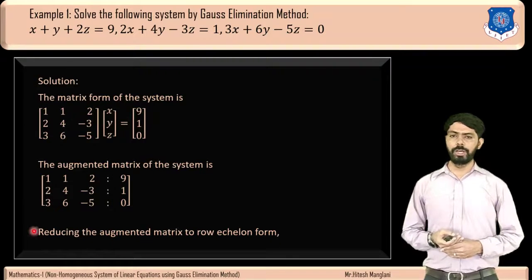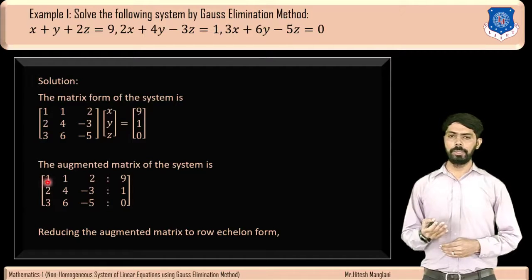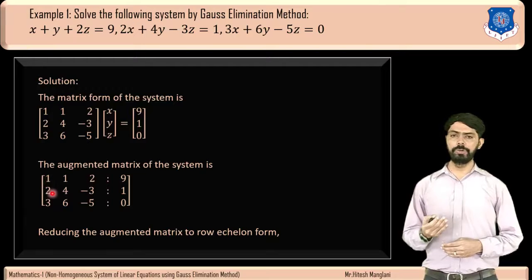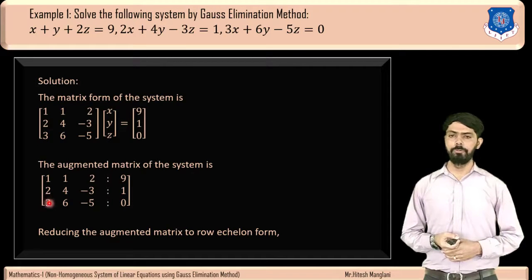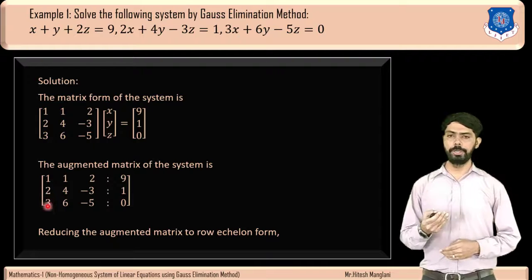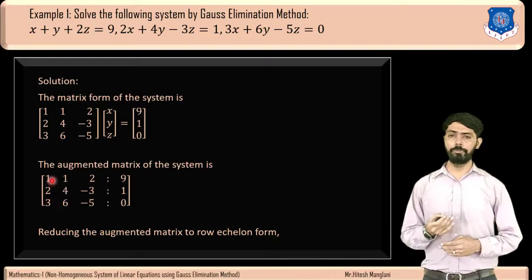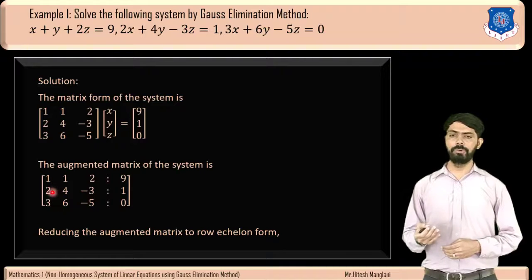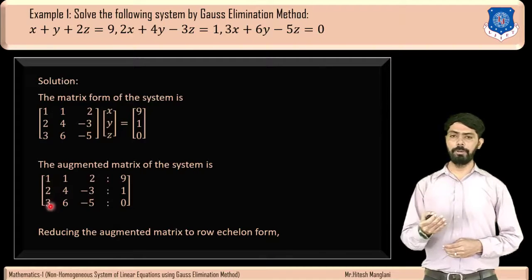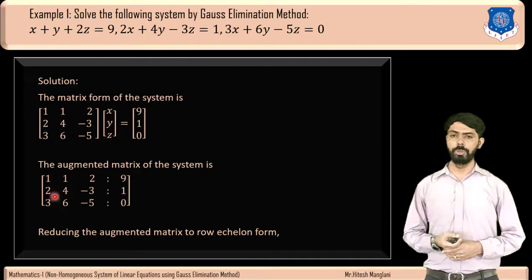So here if you look at the first row, the first non-zero entry is 1. But all entries below the leading 1 should be 0. Therefore we will have to convert this 2 into 0 and this 3 into 0. So for that we will multiply the first row by 2, then we will subtract it from the second row. Same way, if we have to convert 3 into 0, then we will multiply the first row by 3, then we will subtract it from the third row.